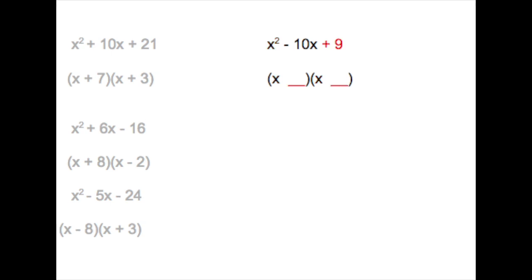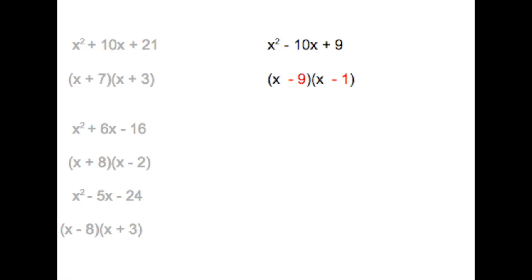The second term in each factor must multiply to get positive 9 and add to be negative 10. These two numbers must be negative 9 and negative 1, because when multiplied they will get positive 9, and when added they will get negative 10. So our two factors are x minus 9 and x minus 1.